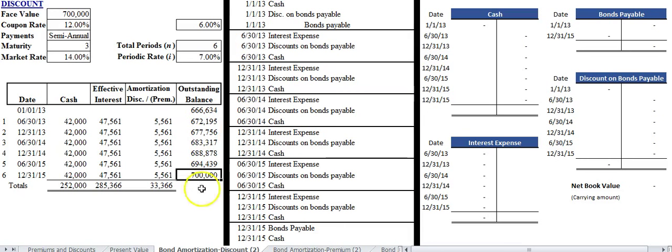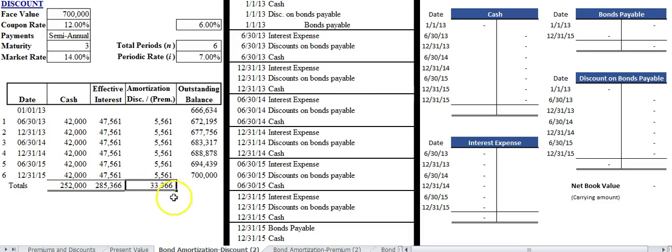We're going to put a portion of that 33,366 and include it with the $42,000 cash. So that's the actual money that goes out that period. But we're going to allocate a small portion of the interest that goes out at the end to these periods, and we're going to do it on a straight line basis. So this is very simple.